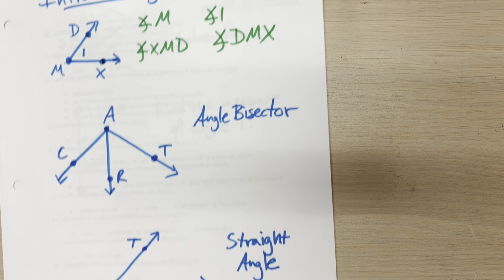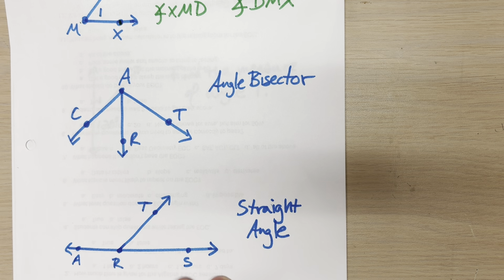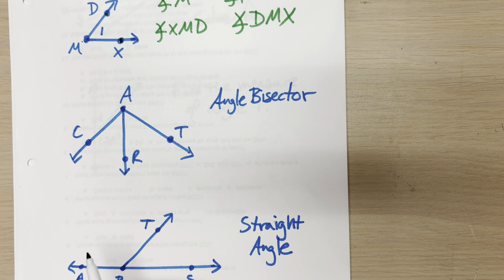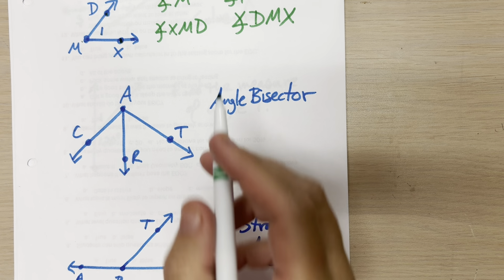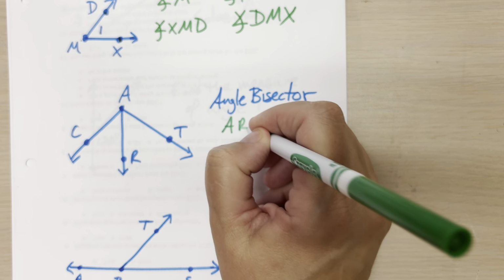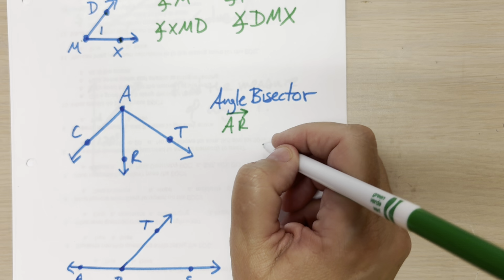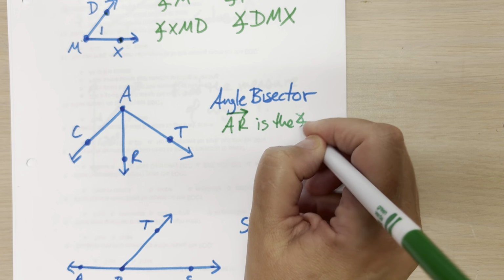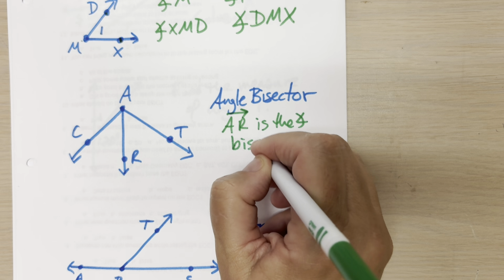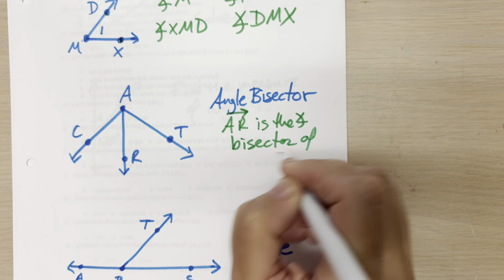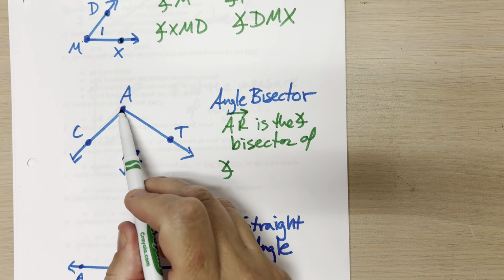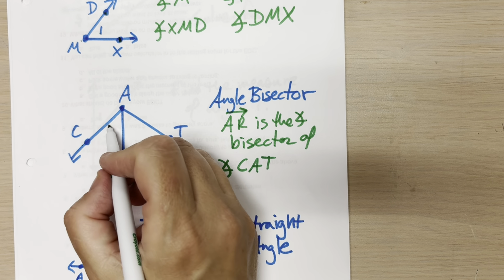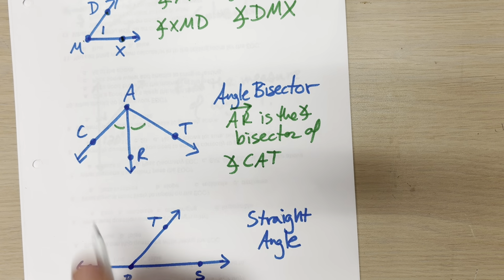Anyway, moving on. We've got angle bisector next. So an angle bisector is something that cuts an angle in half. So in this example, we would say that AR, which is a ray, is the angle bisector of angle CAT. That's going to break this angle into two congruent parts.